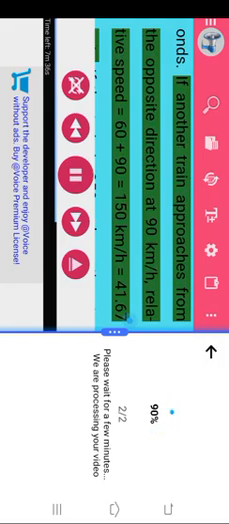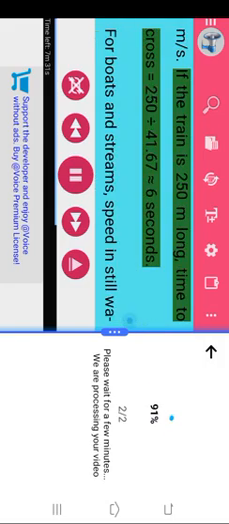If another train approaches from the opposite direction at 90 kilometers per hour, relative speed equals 60 plus 90 equals 150 kilometers per hour equals 41.67 meters per second. If the train is 250 meters long, time to cross equals 250 divided by 41.67, approximately equals 6 seconds.